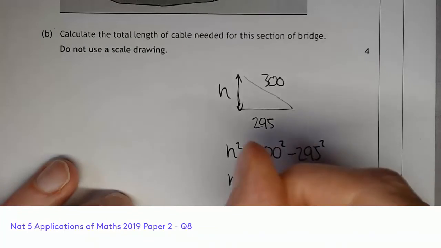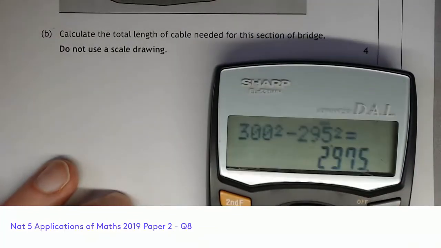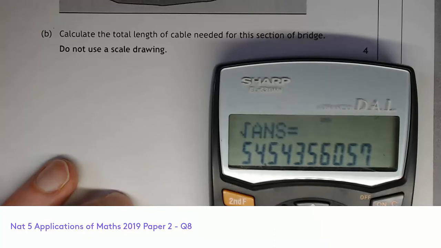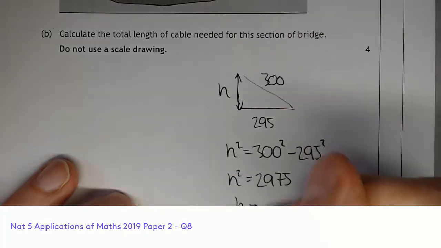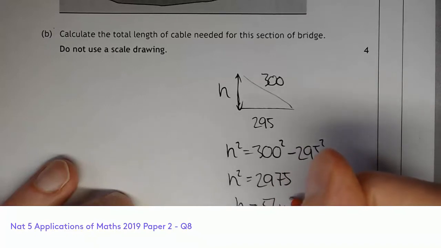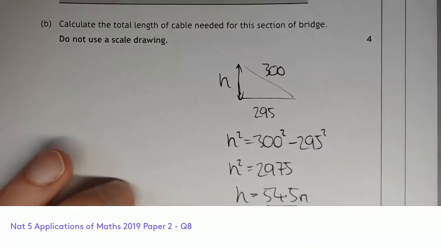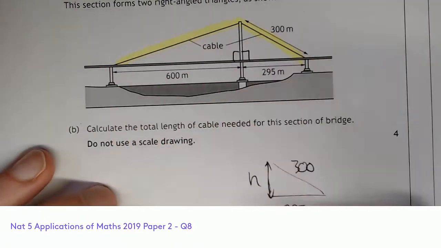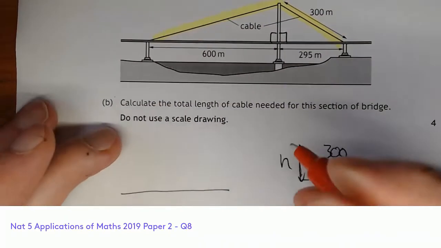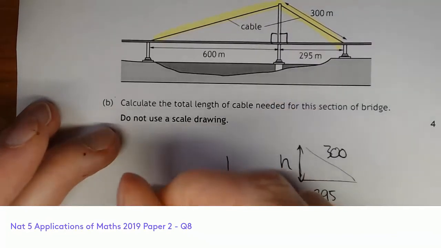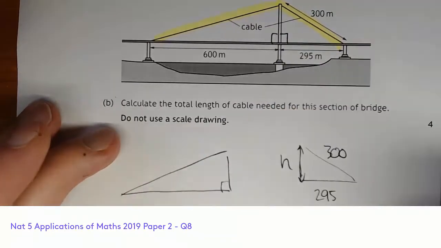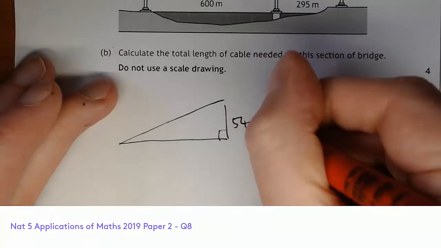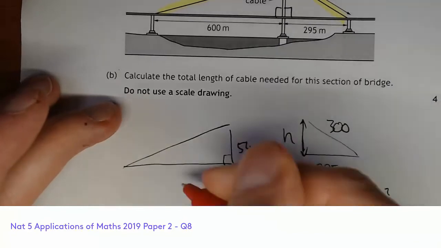And then we're going to take the square root of that to find out what the height is. That is 54.5 metres. So that's the height of that triangle. Now if we look at the larger triangle, again we're going to use Pythagoras, and we now know the height of that. H was 54.5, and we know that that's 600.